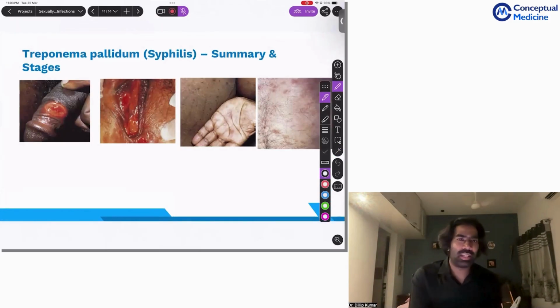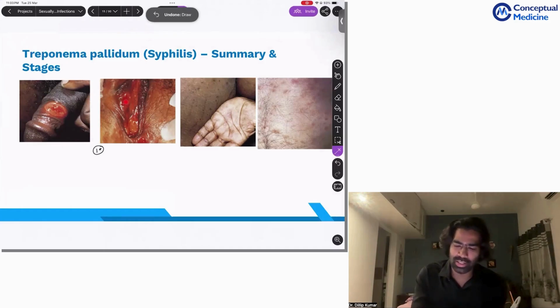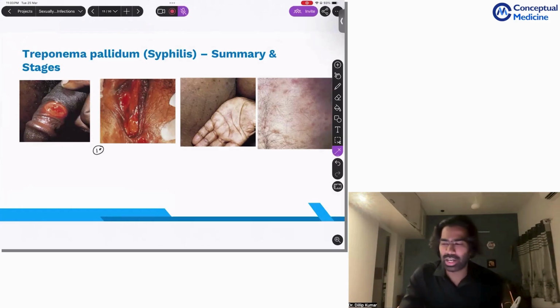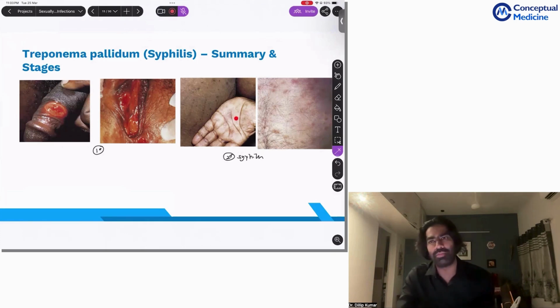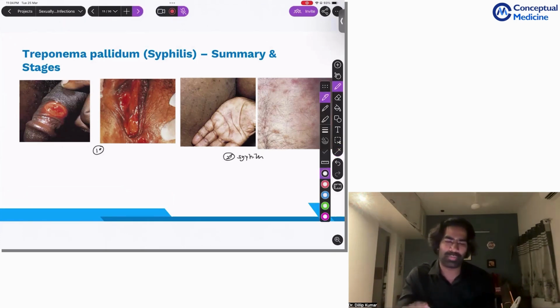So these are the various lesions that you're going to see with syphilis. In primary syphilis, you're going to see a painless chancre, just like this, at the site of contact. And in secondary syphilis, you're going to see maculopapular lesions and condyloma lata. This is an example of secondary syphilis. You're going to see maculopapular lesions throughout the body, especially in the palms and soles. And you're going to see condyloma lata as well.